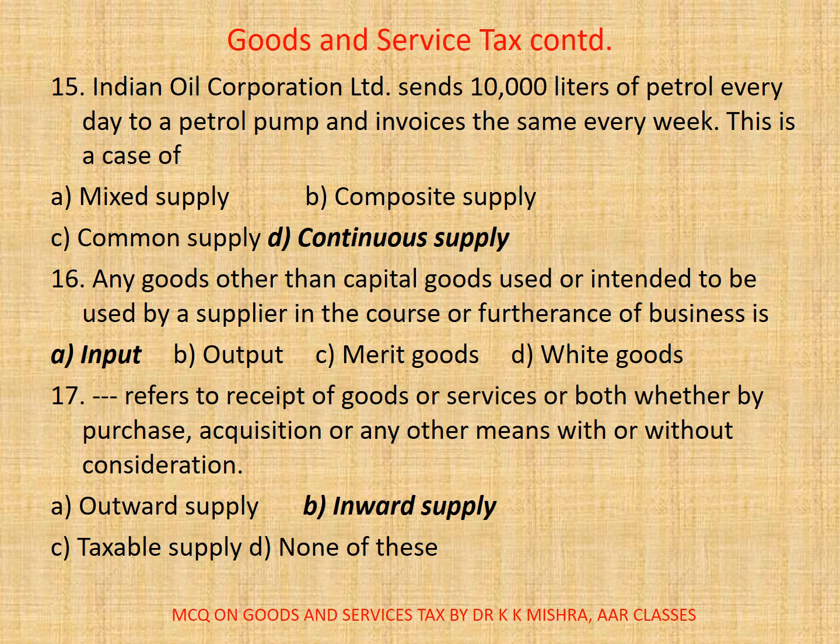17. Dash refers to receipt of goods or services or both, whether by purchase, acquisition or any other means, with or without consideration. Options are A. Outward supply, B. Inward supply, C. Taxable supply, D. None of these. Correct option is B. Inward supply.